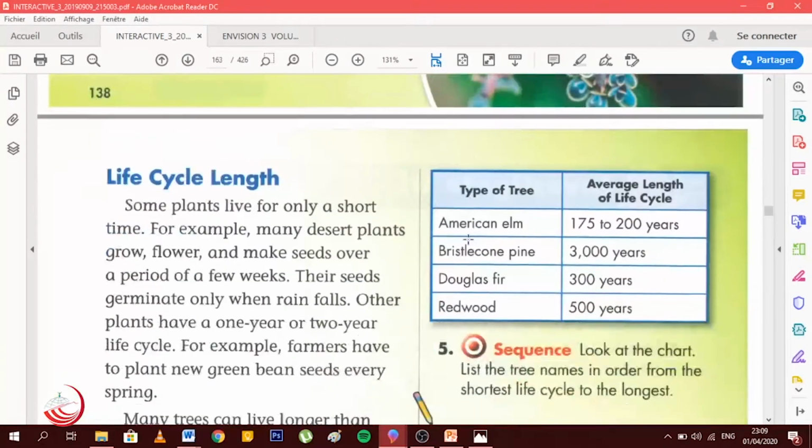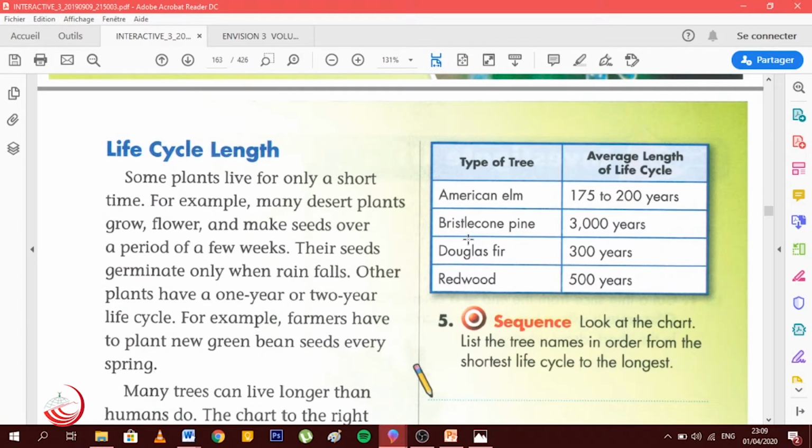Very well. Today we're going to learn about the life cycle length. How long is the life cycle of plants? Is it the same for all plants? Is it different? Is it long? Is it short? That's what we're going to study today.